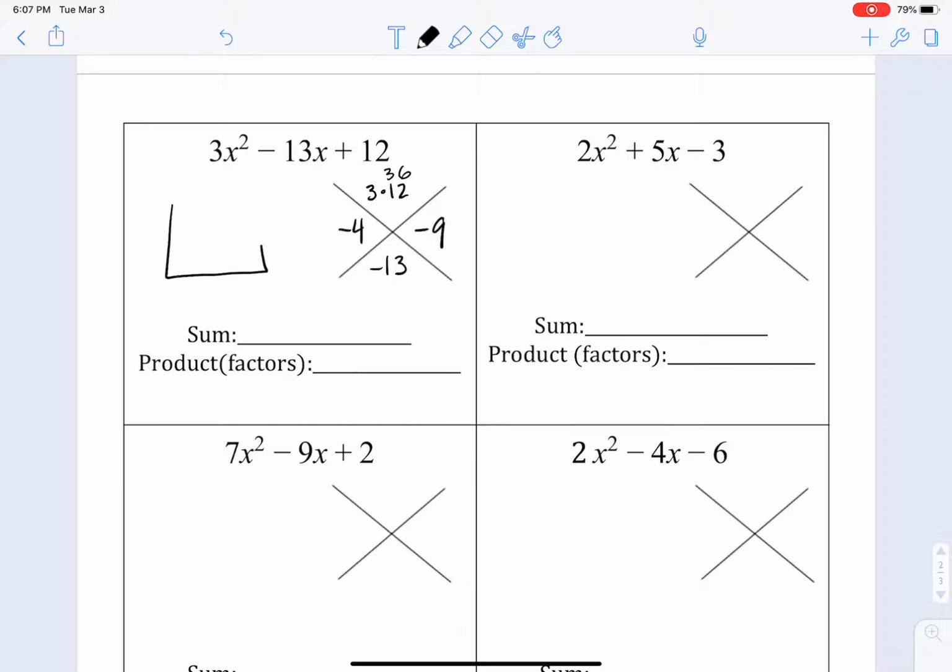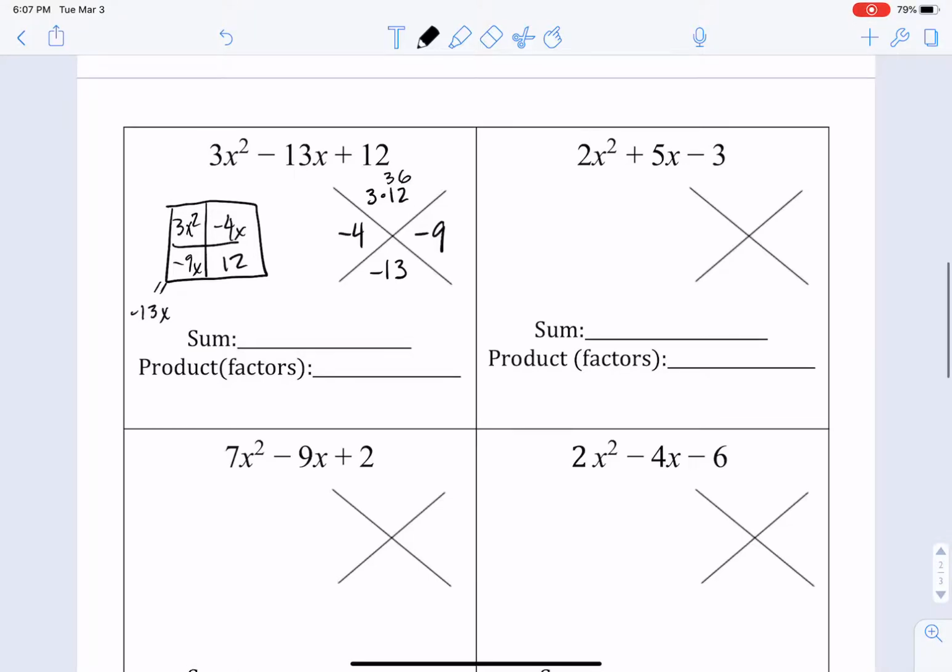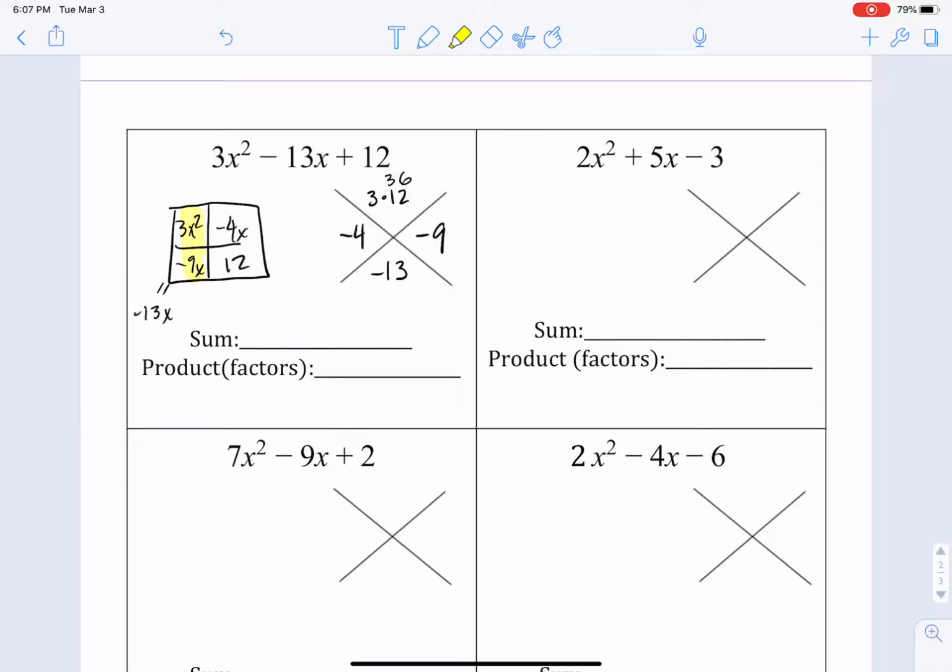So now we're going to do our reverse area model. We know our first term is going to be 3x squared and our last term is going to be 12. And we're going to have negative 4x and negative 9x, which gets me that total of negative 13x that I'm looking for when I combine my like terms. So now I need to pull out my common factors. When I look at this here, what can I divide out of both of these? I can take a 3x out of both of these.